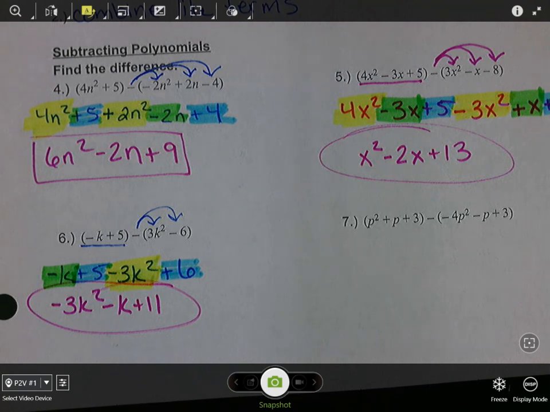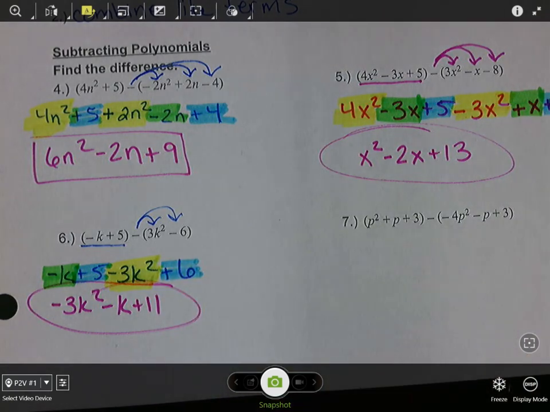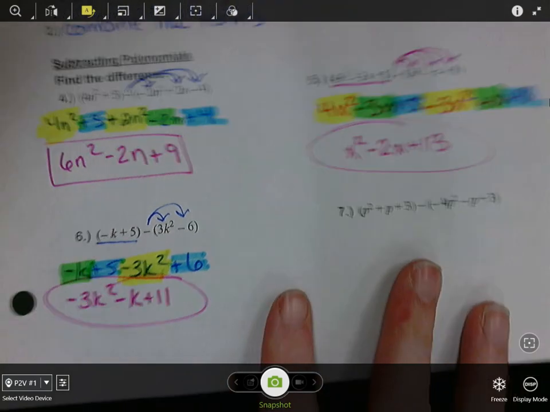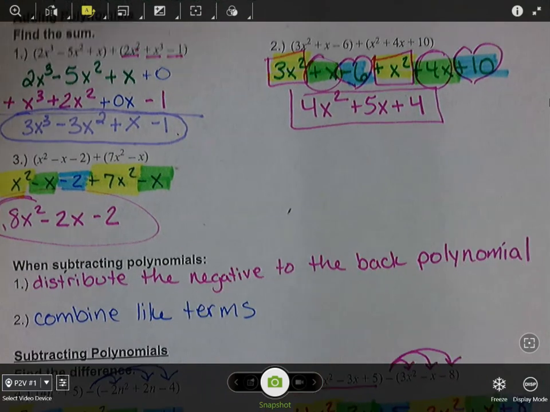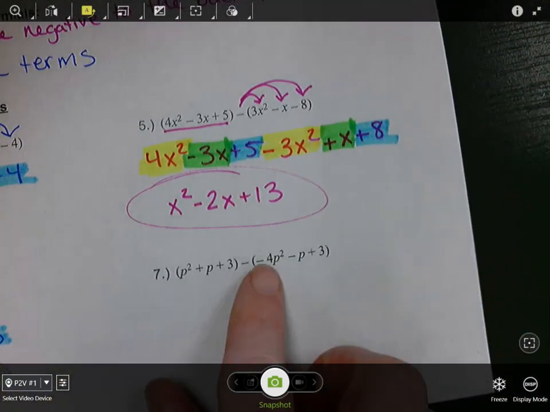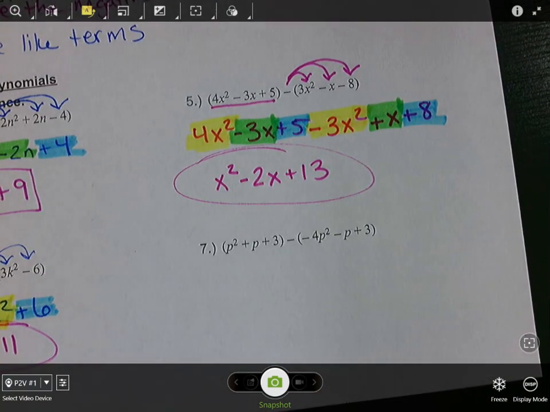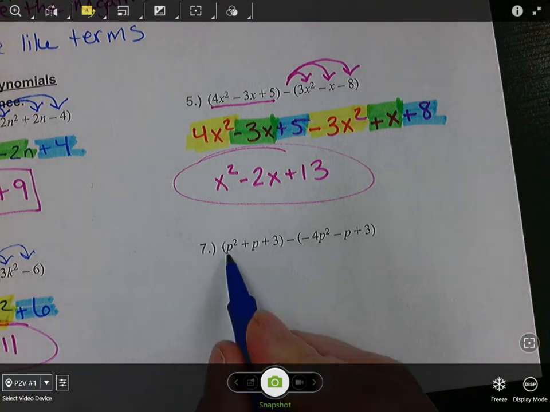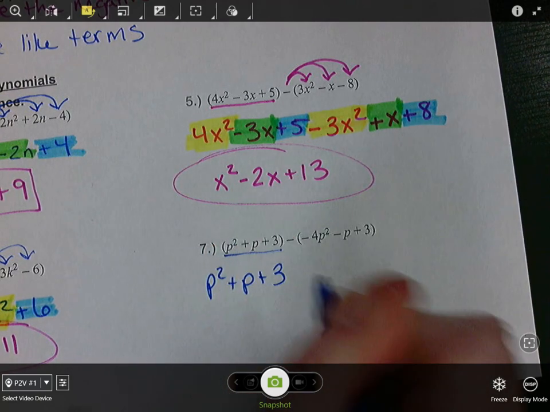All right, are we doing okay so far? Okay. All right, I did one more on subtracting, because subtracting has one more step than adding. Subtracting and adding are pretty much the exact same thing. It's just that subtracting has one extra step in it. But really, if you're rewriting them anyway, it's really the same. It's just that when you're first rewriting it, you have to remember to change the sign in all the back ones whenever you're subtracting. All right, so next one, keep the first polynomial the same. So p squared plus p plus 3.